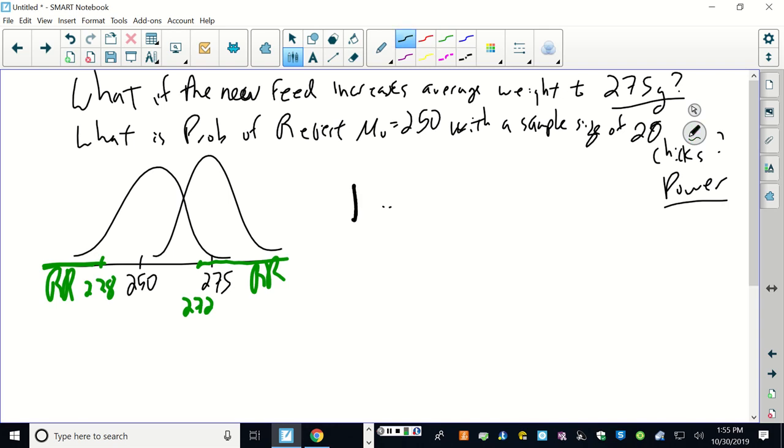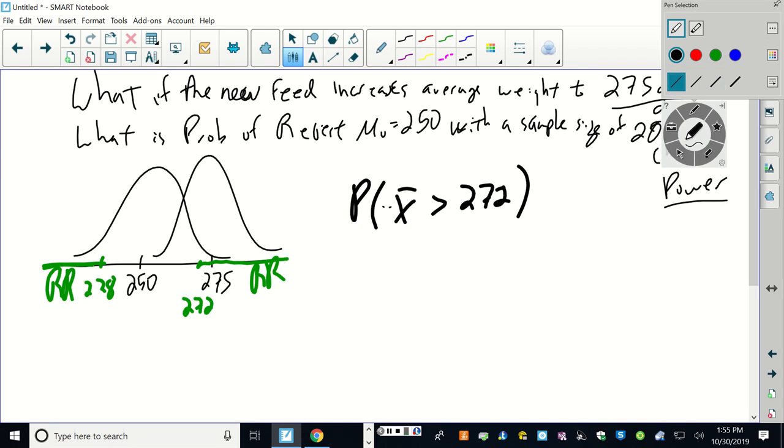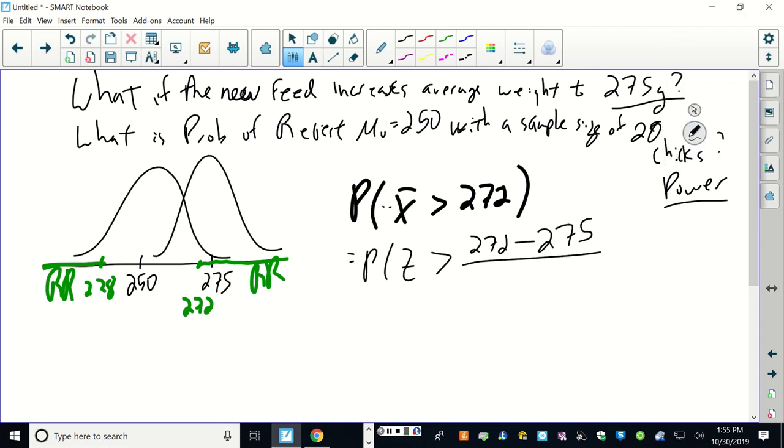Right, so the probability that X bar is greater than 272, we're going to standardize it. So we're going to make it a z-score. For 272, we're going to subtract the 275 because that's the alternative, and divide by 50 over the square root of 20 as the standard error. And so this is the probability that a z is greater than negative 0.268.